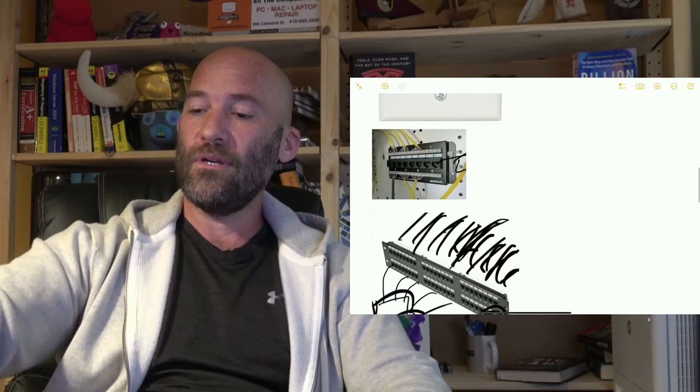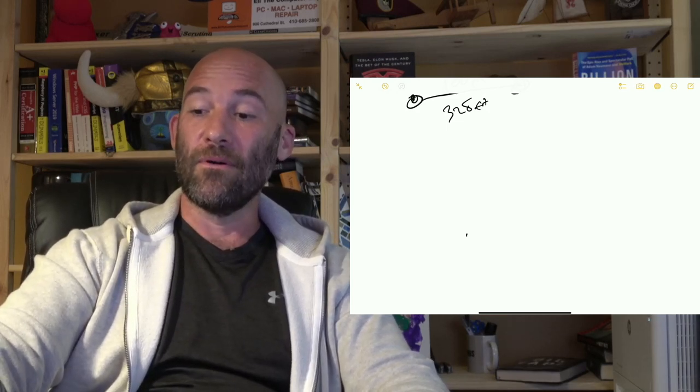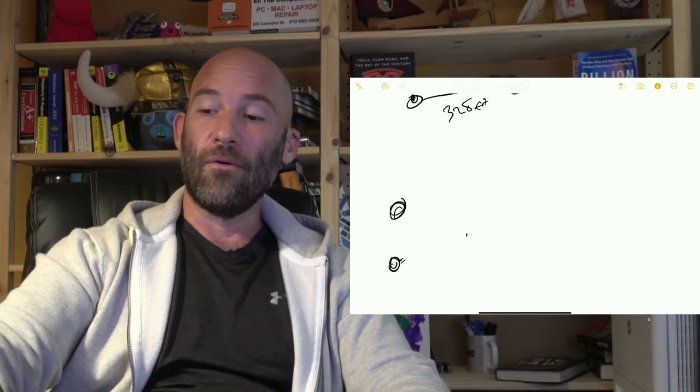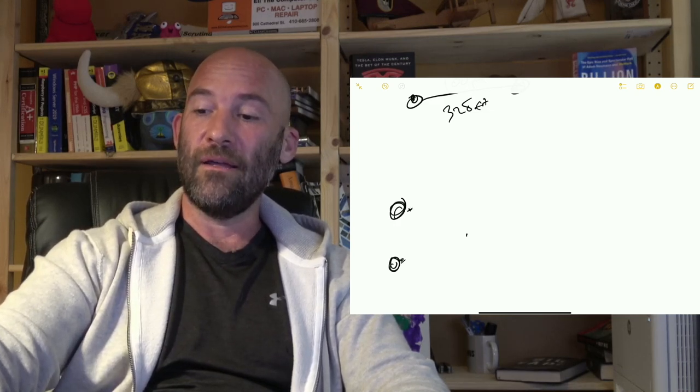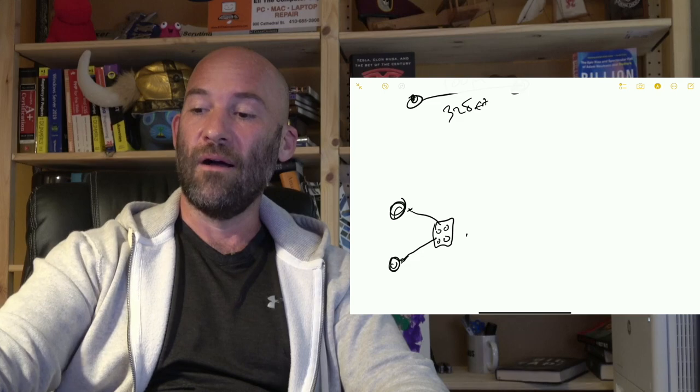When we take a look at this, let me pull this up so I can do a little diagram. Essentially, we're going to have our computers. They're going to have a network card, and we'll talk about that in a minute. Basically, the cable will run from their computer to the ports that are on the wall.